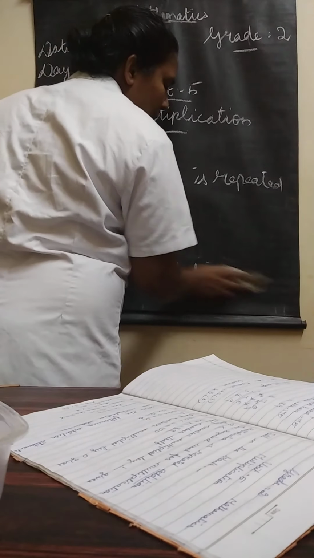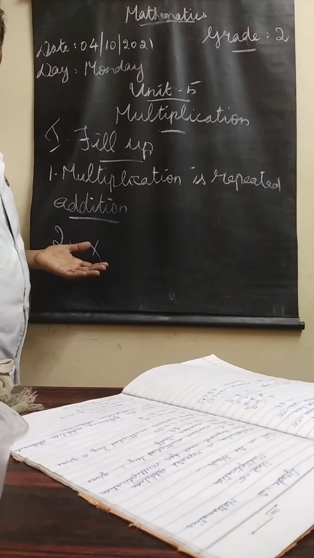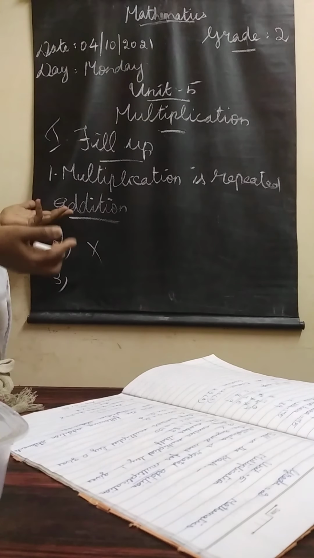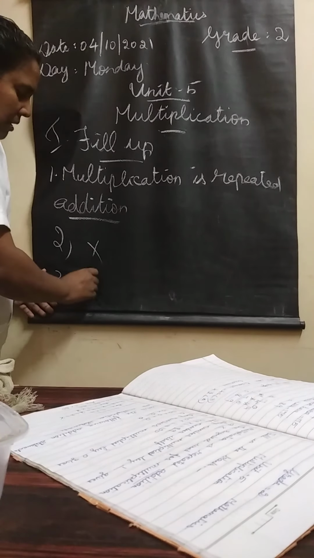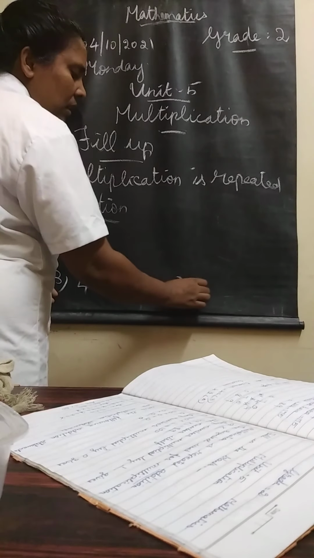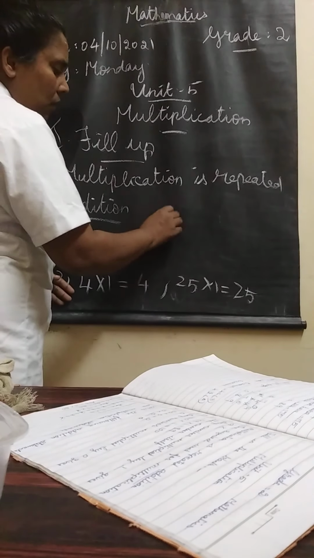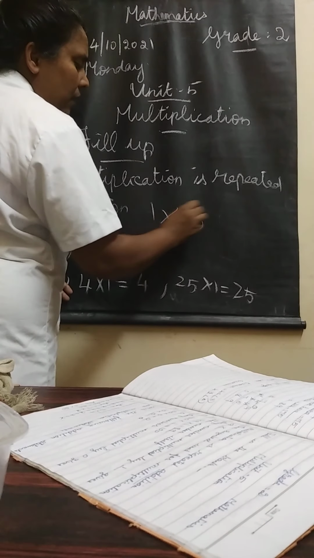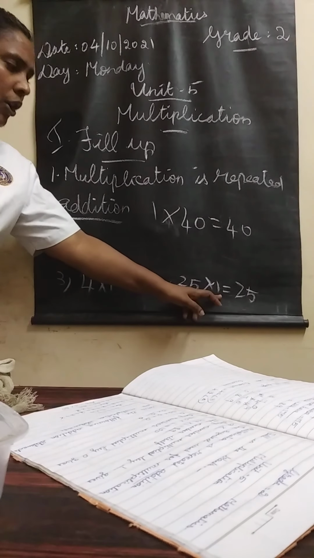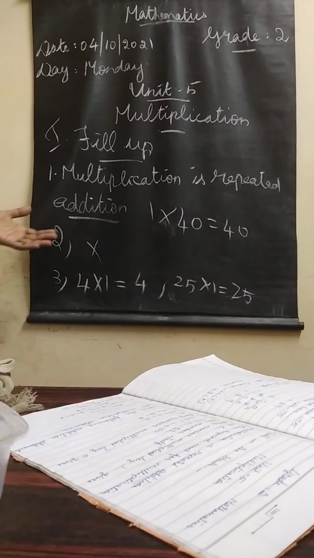Okay, listen to the third one. Any number multiplied by 1 gives the number itself. Okay. If you multiply any number with 1, you will get the same answer. See, if you multiply 4 into 1, you will get the answer 4. If you multiply 25 into 1, you will get the answer 25. Okay. If you multiply 1 into 40, you will get the answer 40. So, if you multiply any number by 1, the answer is the same number. Okay? So, any number multiplied by 1 gives the number itself.